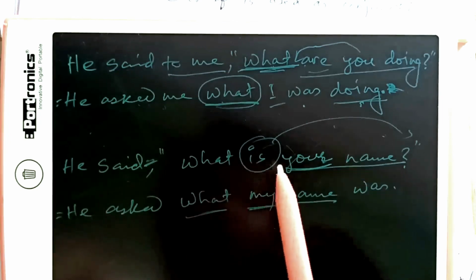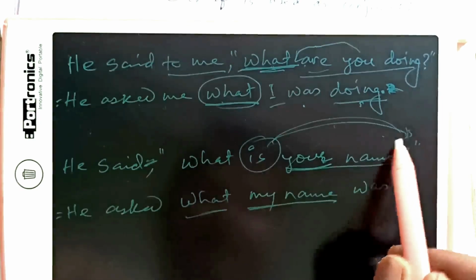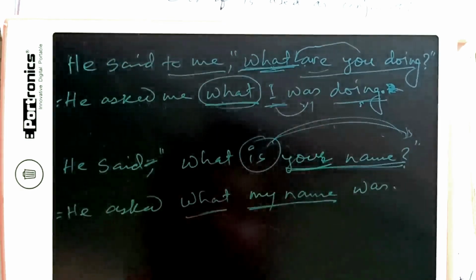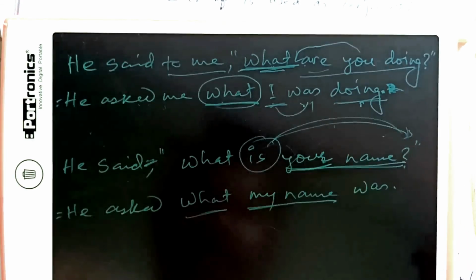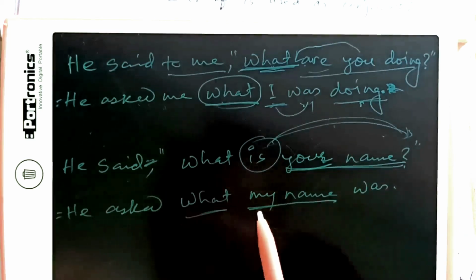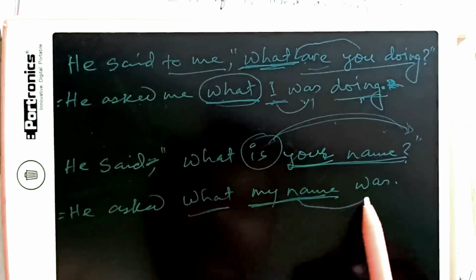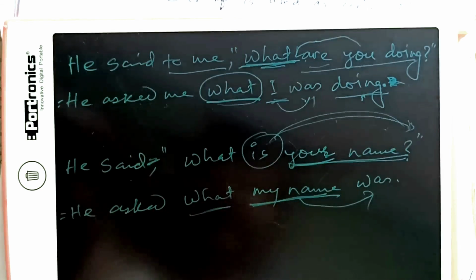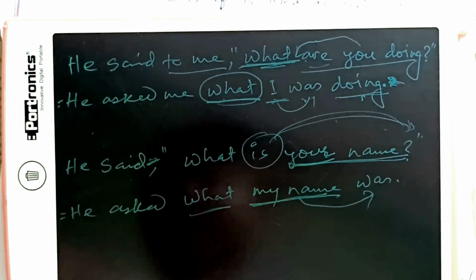So always shift the auxiliary verb to the back of your subject. This is your subject and then comes the auxiliary verb. Or if it is a principal verb, the same thing: your subject and then your verb. So these are the two examples, and I think this much is enough.